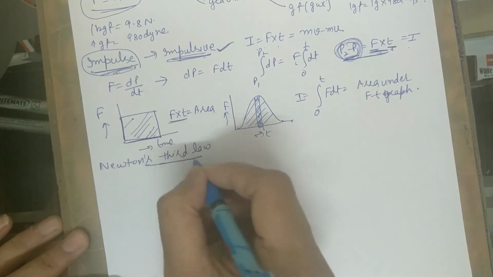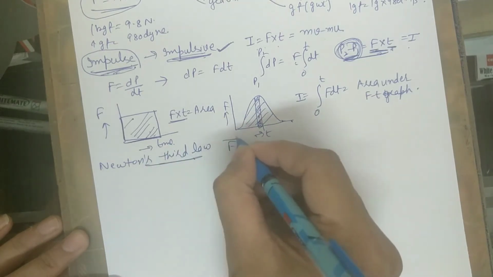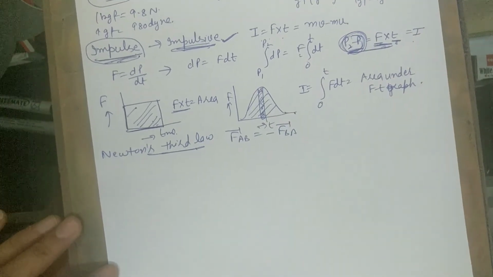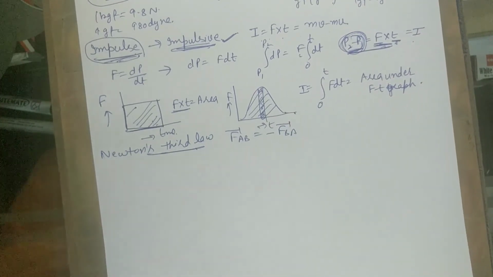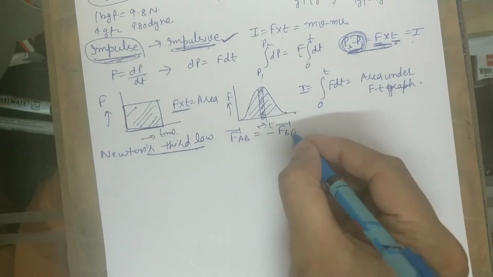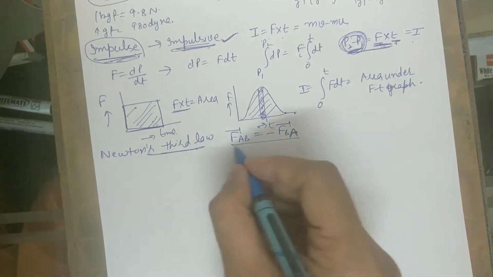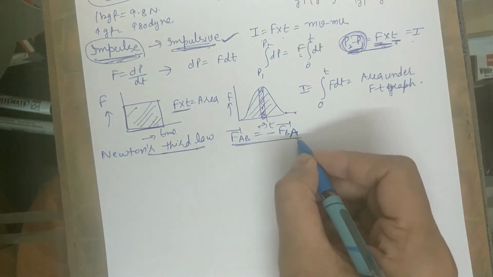Then we have Newton's third law, that is, to every action there is an equal and opposite reaction, and these two action and reaction forces are equal and opposite, but they never cancel each other because they are acting on two different bodies, and they always act simultaneously at the same time.